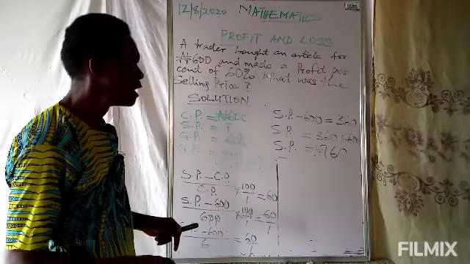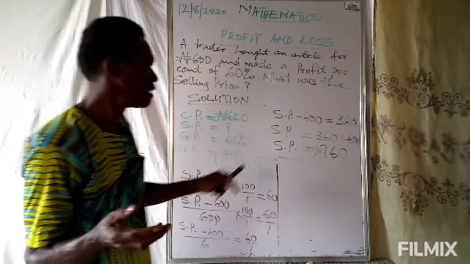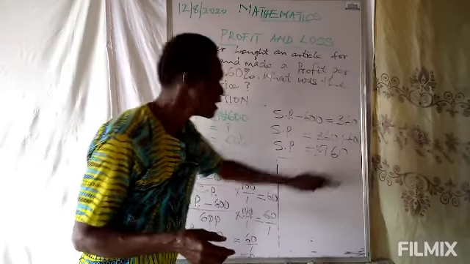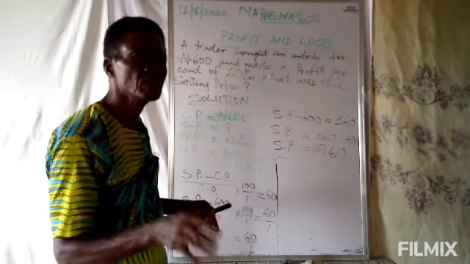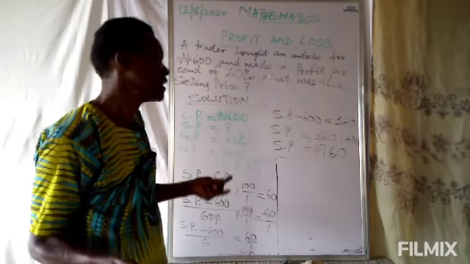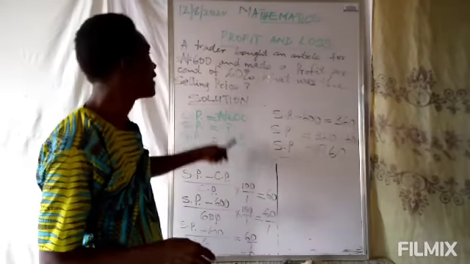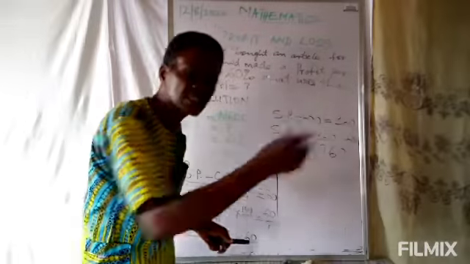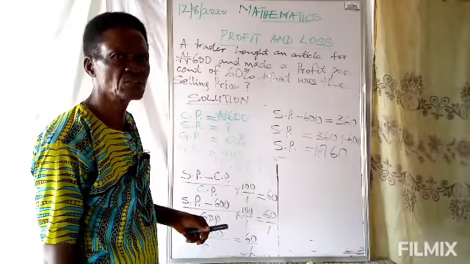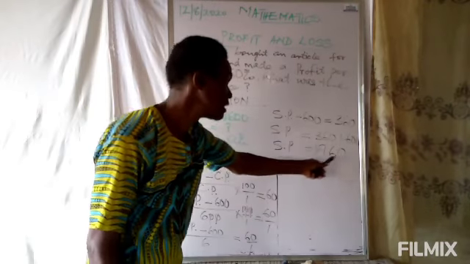So you can cross check. If SP is 960 and cost price is 600, therefore the gain is 360. So 360 over 600 times 100 over 1, you will end up with 60%. So that's why the answer is the same. So the selling price becomes 960.